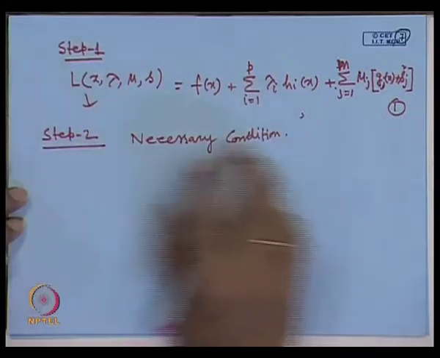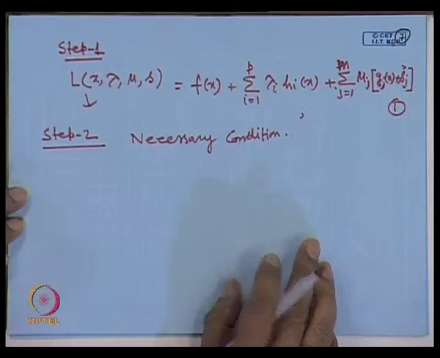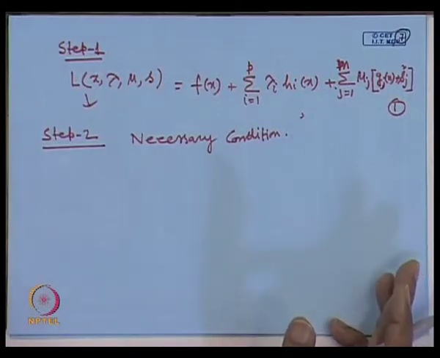If you see the way you are doing the unconstrained optimization problem solved, that means first find out the necessary condition, that means gradient of the function assigned to 0.